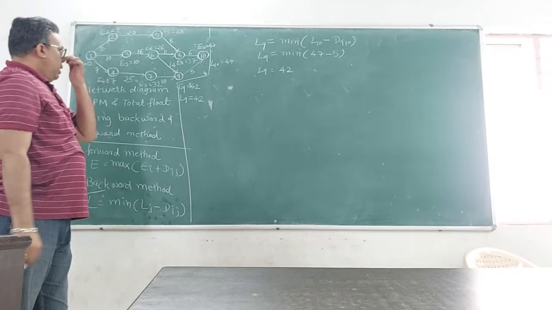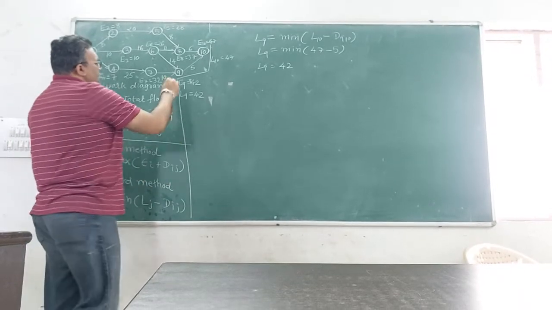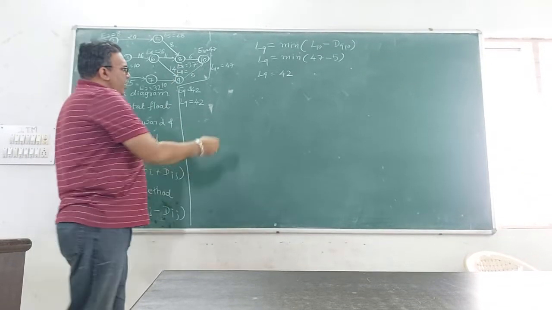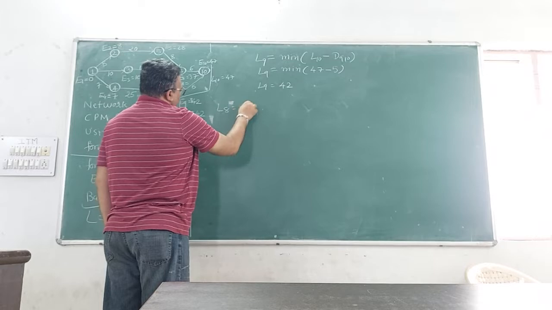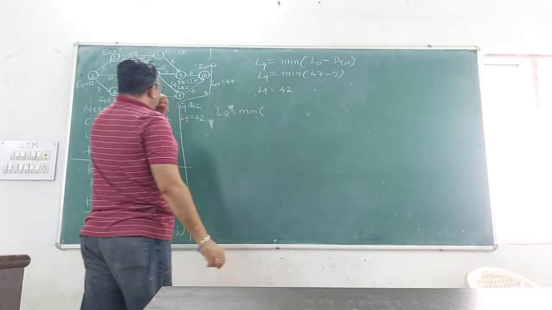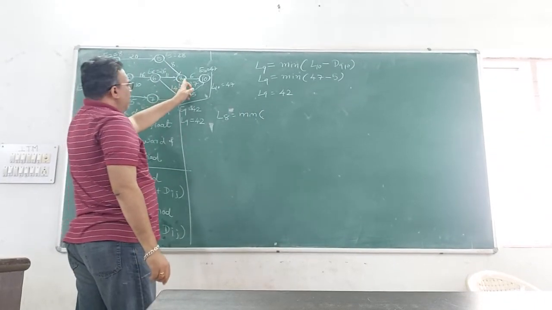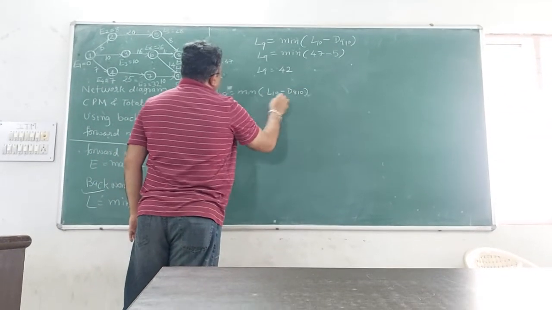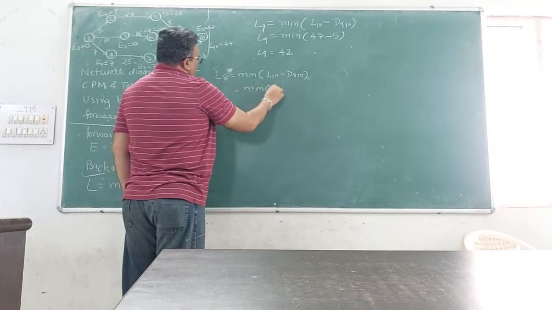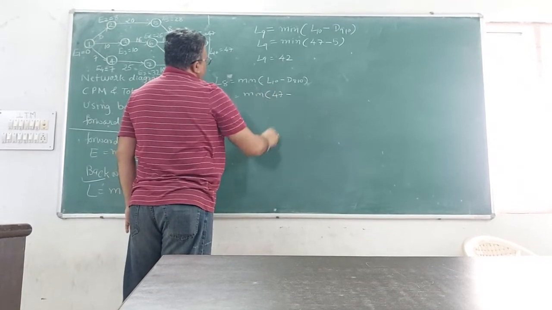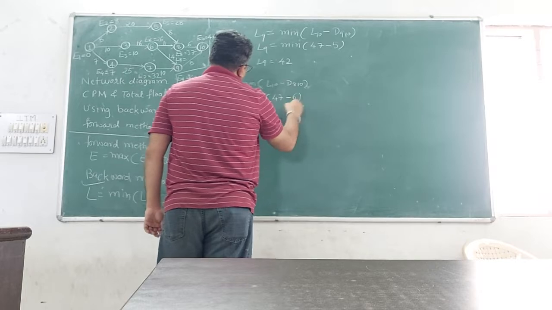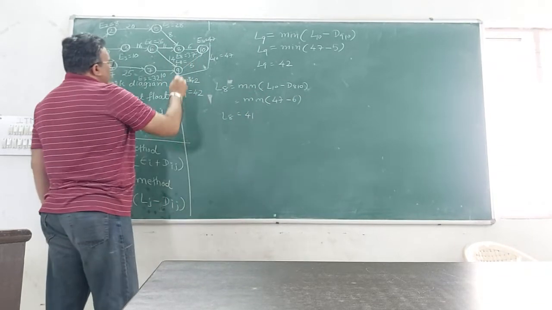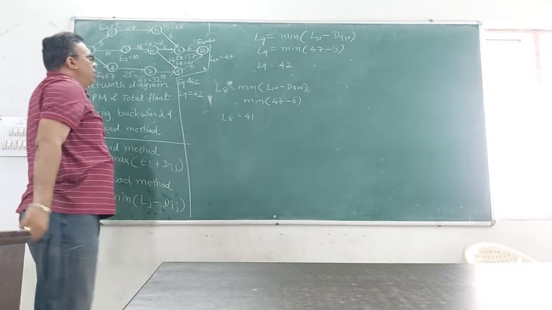Clear? Now we have to find the value of L8. Same way, L8, formula minimum. The preceding value of L8 is 10. L10 minus D8,10. The value of L10 is 47, D8,10 is 6. So L8 is 41.